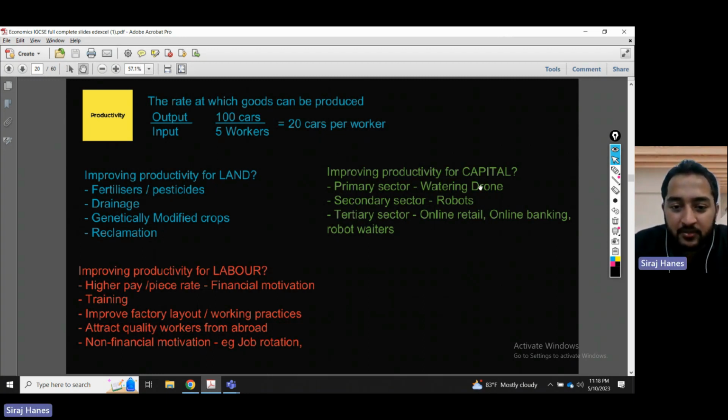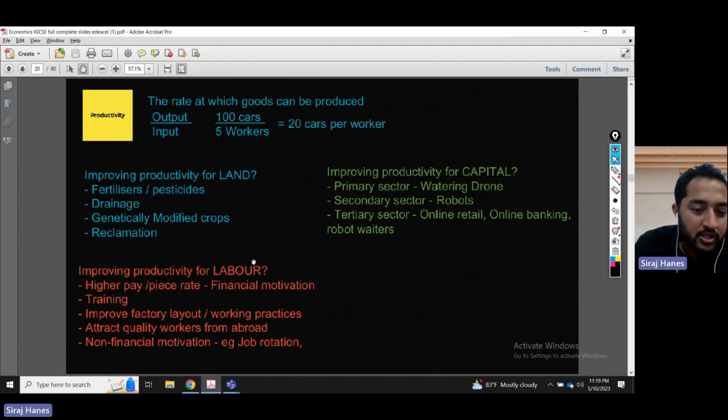How do we improve capital? In the primary sector, we can use watering drones. Instead of farmers carrying bucket after bucket to go water, use a watering drone. Secondary sector, we can use robots. Like I said, why should you hire labor to paint vehicles and make mistakes and all of that? Here you can put in robots, and robots are very accurate, precision painting. And tertiary sector, what can we do? Online banking, online retail, online gaming, robot workers, robot waiters. All of these are how we can improve productivity.